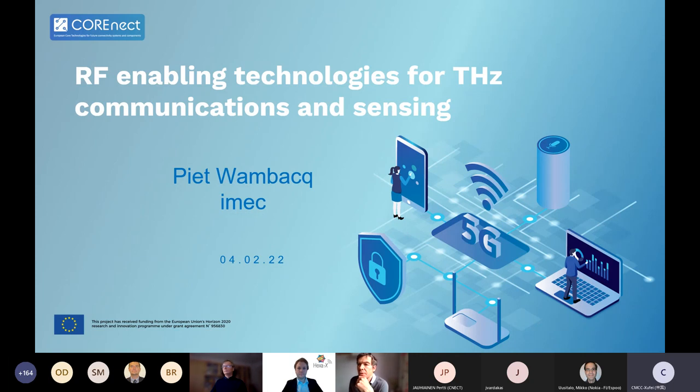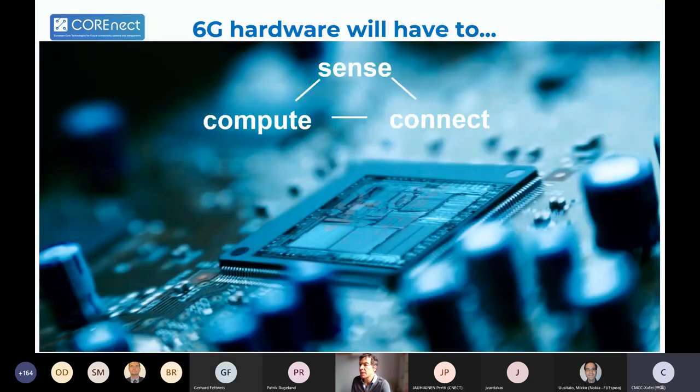Okay, so I will talk about RF enabling technologies mainly for terahertz communication and sensing. In 6G, the functions sense, compute, and connect will be heavily entangled, as we expect. And now comes the question, which hardware technologies can support these ideas? Well, I will focus on the hardware between the antennas and the complex digital signal processing. The digital signal processing, of course, we know that it will be realized in heavily downscaled CMOS.